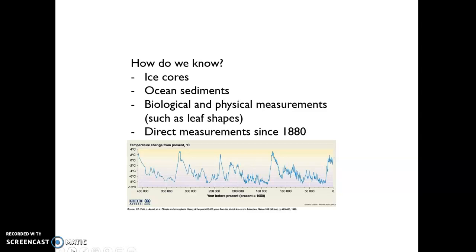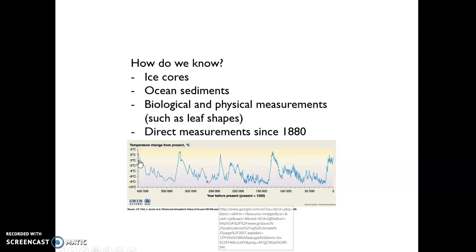So first of all, how do we know what the concentration of CO2 and the temperature has been millions of years ago? So here we have a graph from the NASA website. From current days, going back in years before present, so 50,000 years ago, 100,000 years ago, 200,000 years ago, all the way back 400,000 years ago. And you can see that on this axis, the y-axis, we have the change in temperature compared to the 1950s.